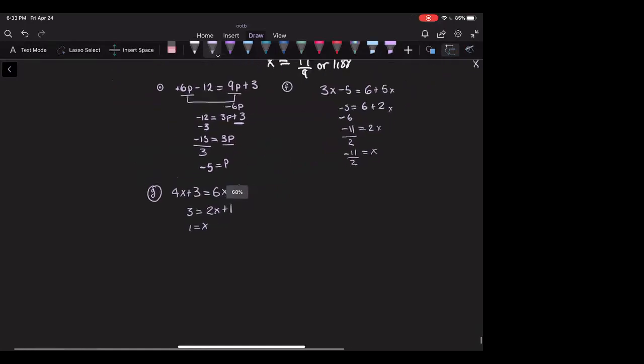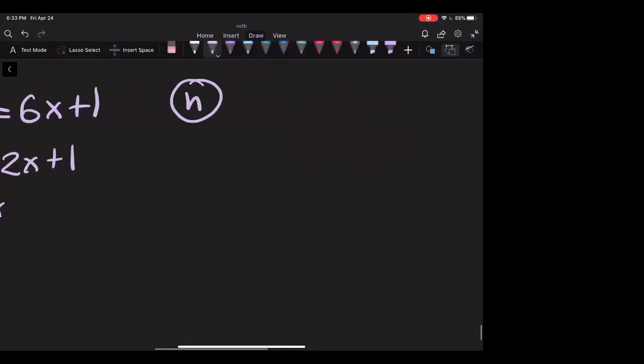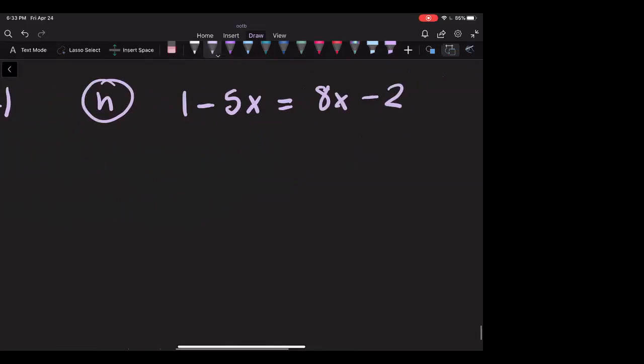Okay. A, B, C. Okay, let's do this question. Is equal to 8x minus 2. Okay, let's try that question.